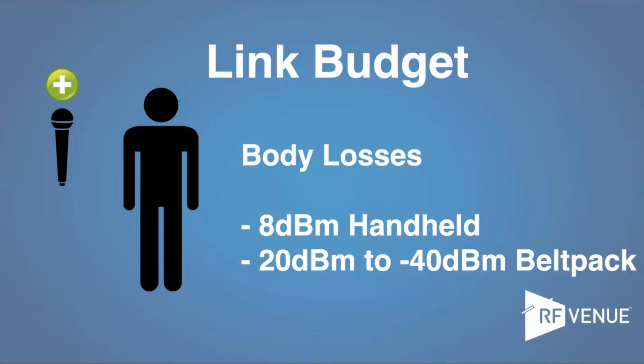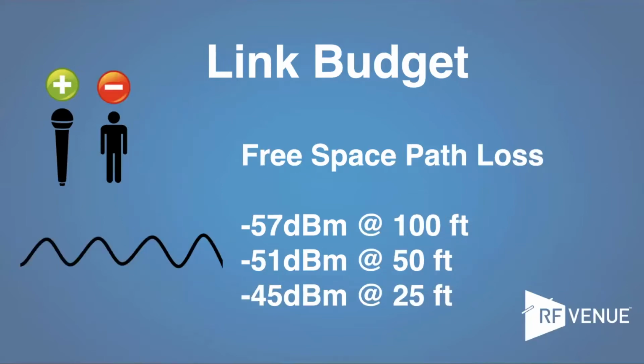Okay, so we've got our microphone, somebody's holding it or wearing it, and we lose a little for that. And now we have to transmit that through the air to our antenna. Well, we lose some power going through the air, and that's called free space path loss. It depends on frequency.